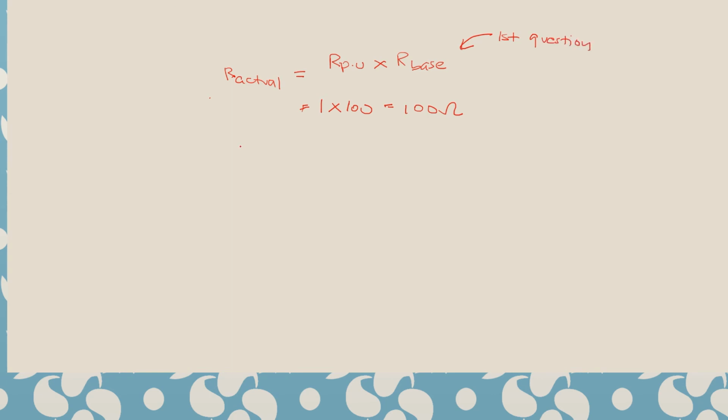Next, we want to calculate the S actual. S actual is S PU times S base. The S PU was calculated previously, and the S base was also calculated previously. It's 10 kVA, remember? So you get 2.5 kVA. That is for the 2.7 exercise.